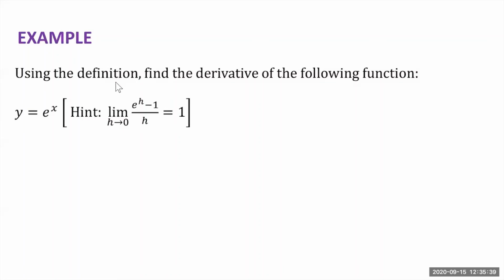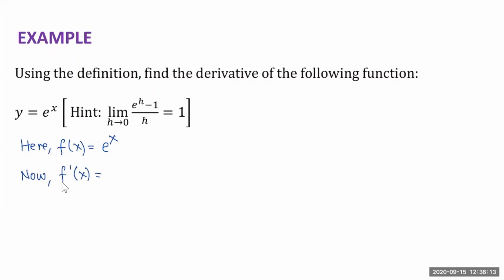Example: using the definition, find the derivative of the following function. So here is the function, y equals e to the x, and they have also given a little hint that we'll be using later on while solving this problem. So let's begin here. Here my function is e to the x. Now I need the derivative. So I can write the derivative as dy over dx, or I can even write f prime of x.